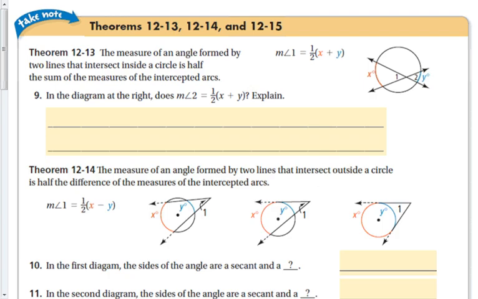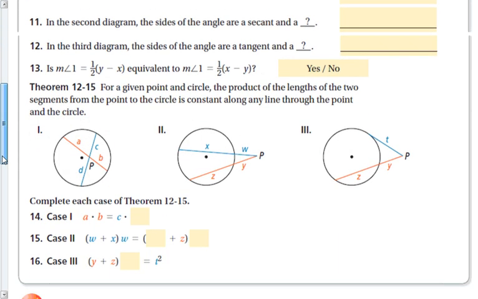All right, some theorems we're going to use. The measure of an angle formed by two lines that intersect inside the circle is half the sum of the measures of the intersected arcs. And theorem 12.14, the measure of an angle formed by two lines that intersect outside a circle is half the difference of the measures of the intercepted arcs. So the big arc intercepted minus the smaller arc intercepted, half of that.